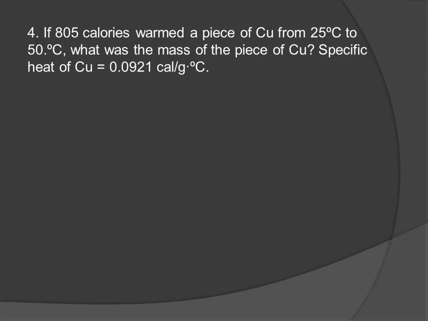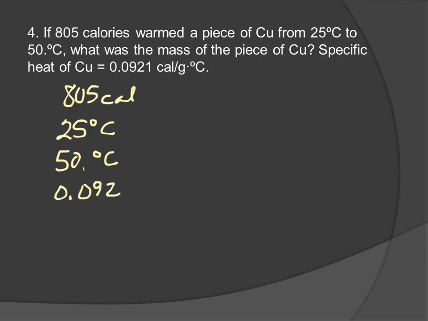Okay, we read the problem. We'll follow our pattern and write out these numbers and identify what they are. 805 calories, 25 degrees Celsius, 50 degrees Celsius, and 0.0921 calories per gram degrees Celsius. Some people find writing all those units tedious, okay? But taking the class over again because you failed is even more tedious.